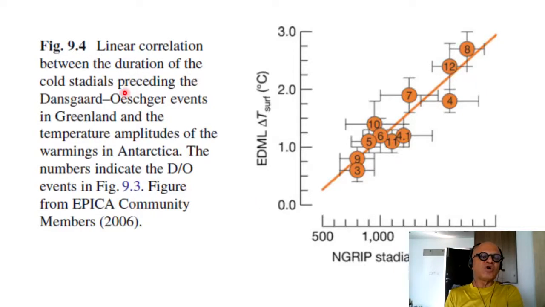Linear correlation between the duration of the cold stadials preceding the Dansgaard-Oeschger events, the jumps, in Greenland and the temperature amplitudes of the warming in Antarctica. The numbers indicate the Dansgaard-Oeschger events in the previous figure we saw. This is from the EPICA community members paper. So this is EPICA, some place whose name is kind of complicated. Okay, so you can look it up. And what is the temperature change happening there in the southern hemisphere, and how does it correspond to the stadial duration in Greenland? You can see that as the duration of the delta T in the Greenland ice core increases, the warming in the southern hemisphere increases. So there is a remarkably linear correlation between them.